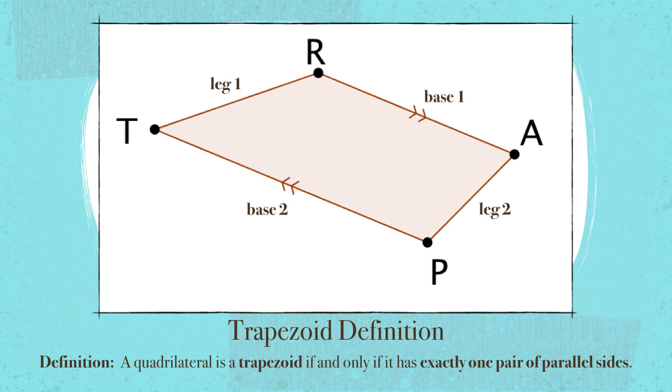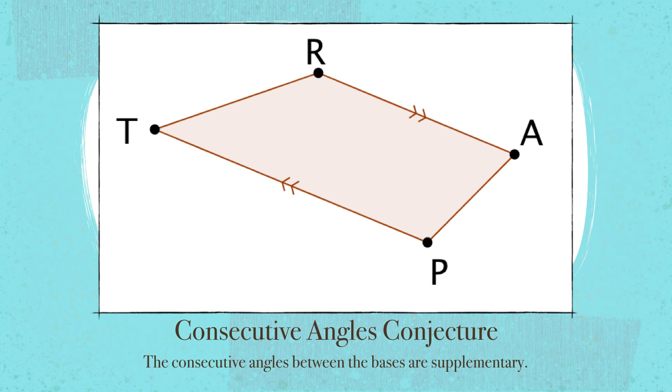Then we had a couple of conjectures along with them. First conjecture, the consecutive angles conjecture. What that says is consecutive angles between the bases are supplementary. So again, remember, your bases are the sides that are parallel. And so the angles would be, for example, angle R and angle T add up to 180 degrees. And likewise, angle A and angle P are supplementary.